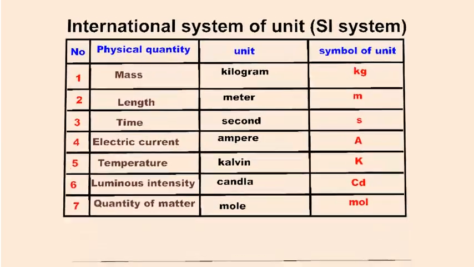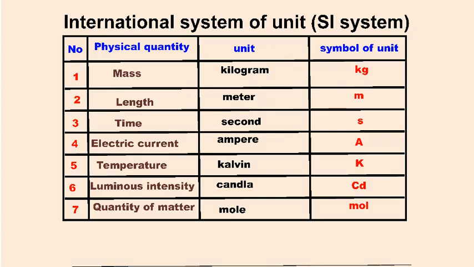In the international system of units, the units of mass, length, time, electric current, temperature, luminous intensity and quantity of matter are kilogram, meter, second, ampere, Kelvin, candela, and mole, respectively.